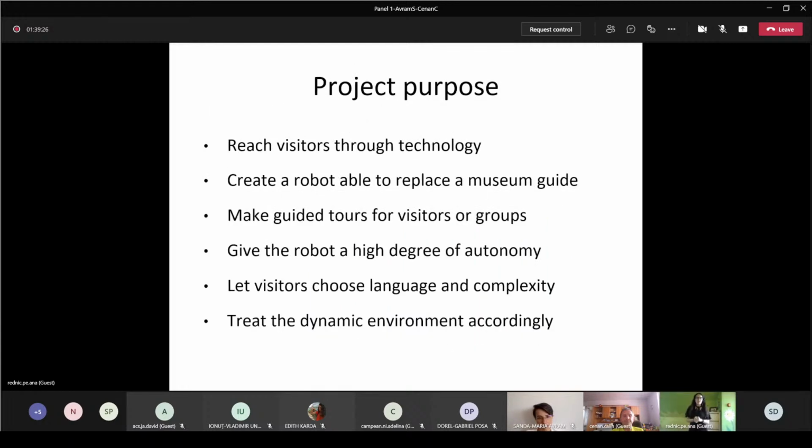So, a potential solution is to increase the number of visitors in museums using technology. This project proposes an autonomous robot that can make guided tours in a museum, solving the problems related to finding specialized museum guides and relieving them from their busy workload while assuring non-stop guiding. The robot should be able to work with individual visitors or groups. It should be autonomous in order to navigate through the rooms and detect the room in which it arrives, while paying attention to possible obstacles. And because visitors come from a multicultural background, they should be able to choose both the language and complexity of speech.